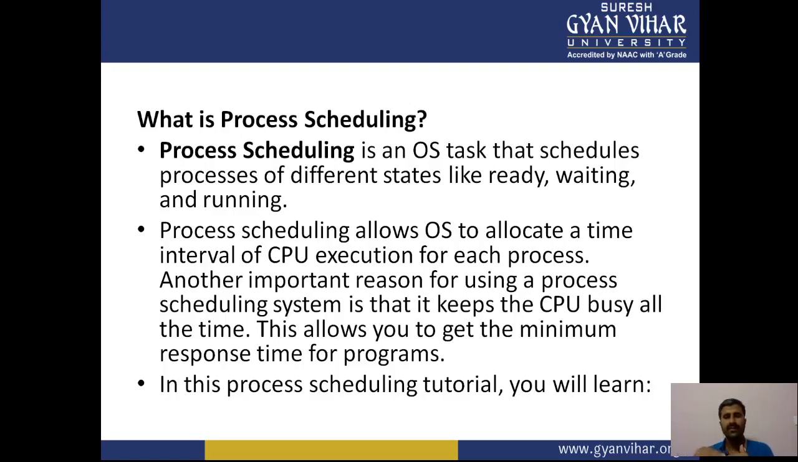Each and every process has a certain time requirement. So process scheduling can allocate the time interval, as well as decide which process executes and how much time it requires, right? Another important reason for using a process scheduling system is that it keeps the CPU busy all the time, right?